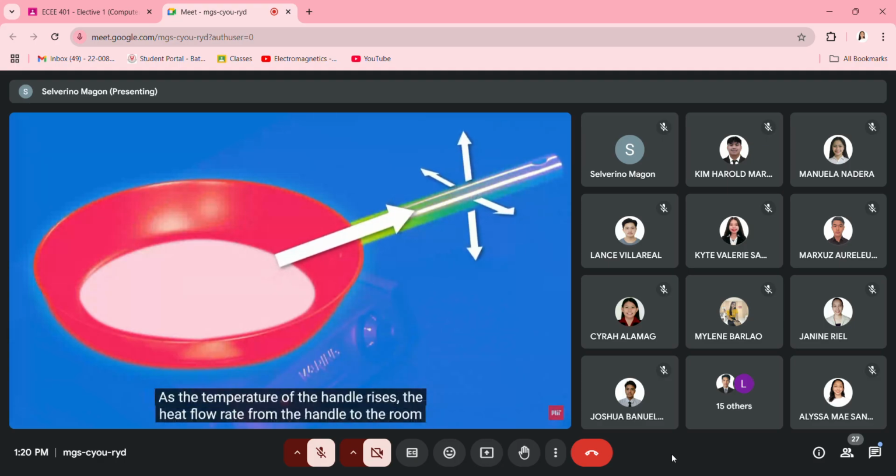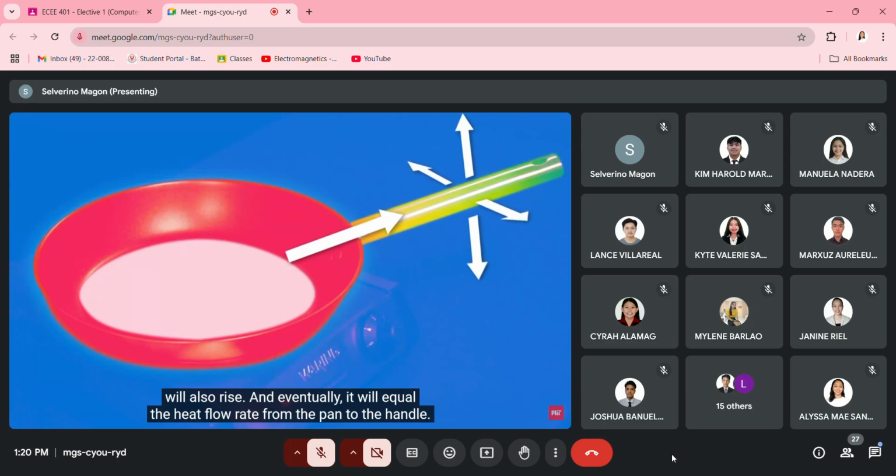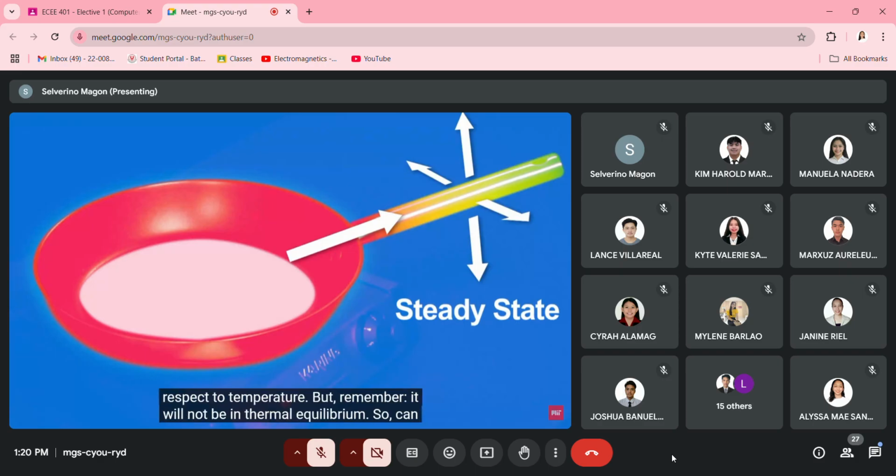As the temperature of the handle rises, the heat flow rate from the handle to the room will also rise, and eventually it will equal the heat flow rate from the pan to the handle. In other words, after some length of time, the handle will be losing energy to the room at exactly the same rate as it's gaining energy from the pan. When this happens, the temperature gradient along the handle will stop changing, and the system will be at steady state with respect to temperature. But remember, it will not be in thermal equilibrium.